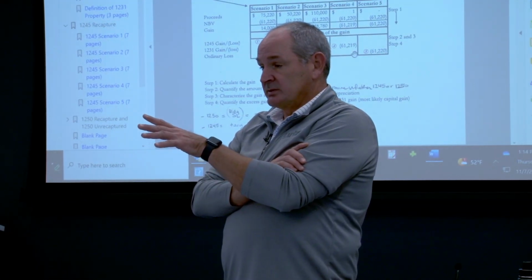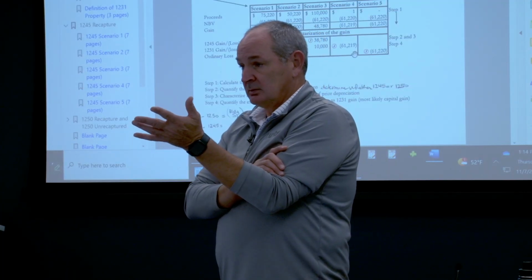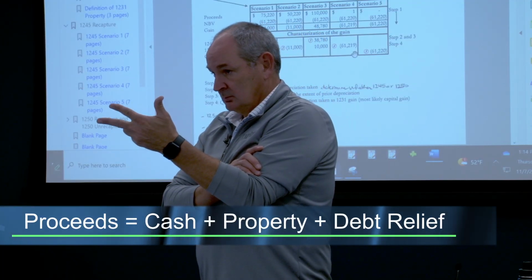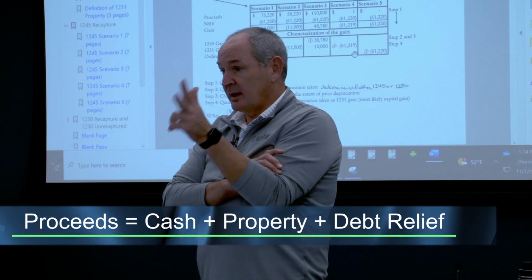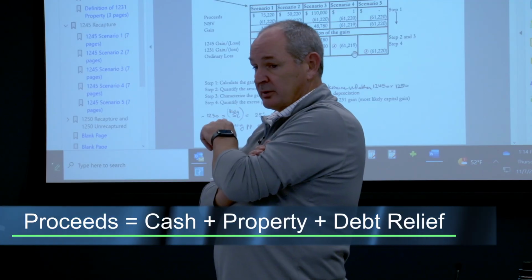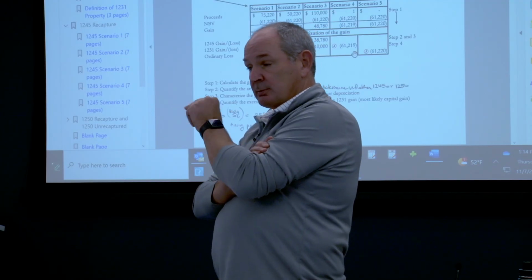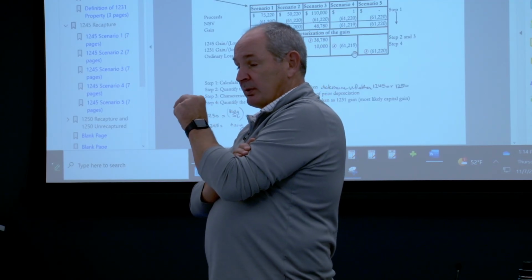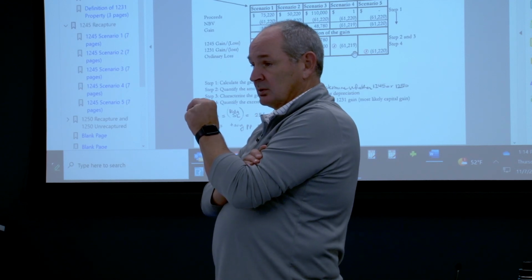Proceeds is its own thing, which was what, Allie? So cash, property, debt relief. Okay, and you always want to think in those terms, even though this page is not doing that. So once you have the proceeds put together, what do you compare those proceeds to get to your gain or loss?